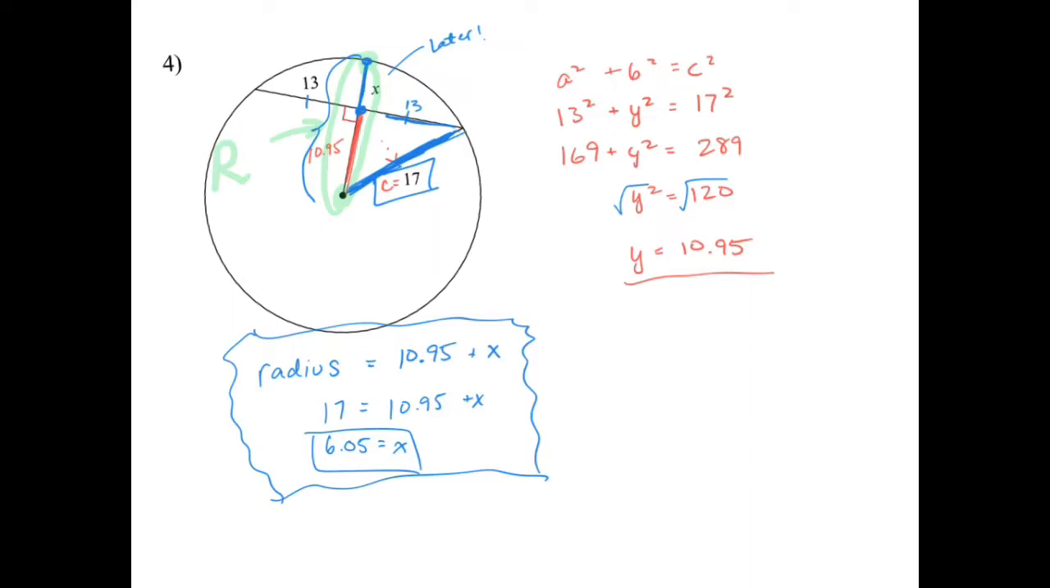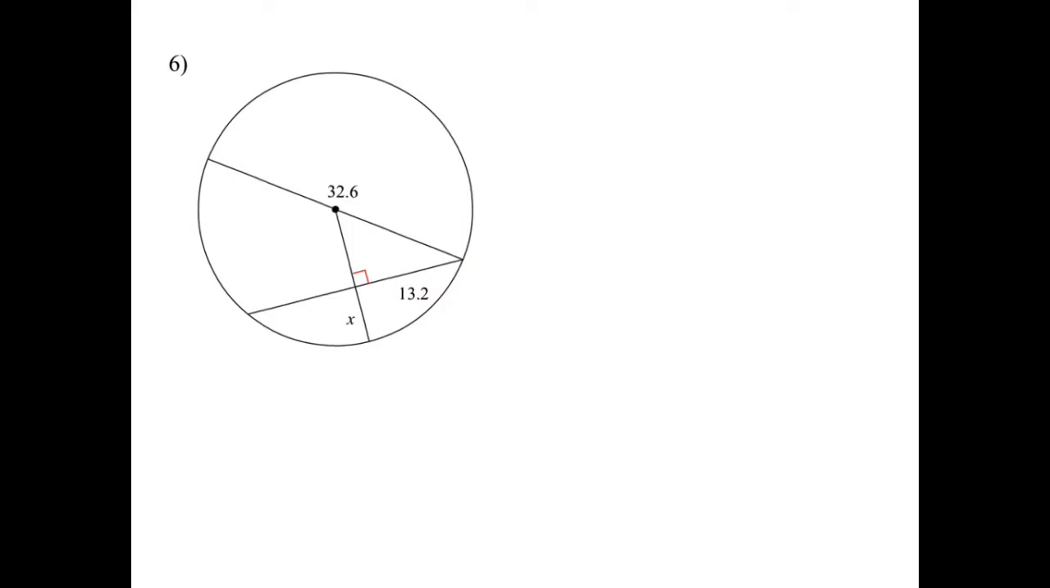Let's do one more kind of similar to it. This one's similar, but it has another twist. Instead of giving us the radius, it gives us the diameter. So if the diameter is 32.6, then the radius is going to be half of that. So we're going to do 32.6 divided by 2. Remember, a radius only goes from the center to a point on the circle. So our radius is going to be half of 32.6, which is 16.3.